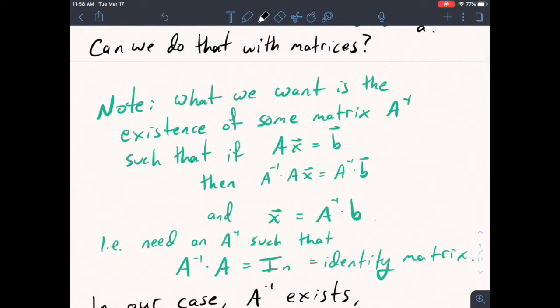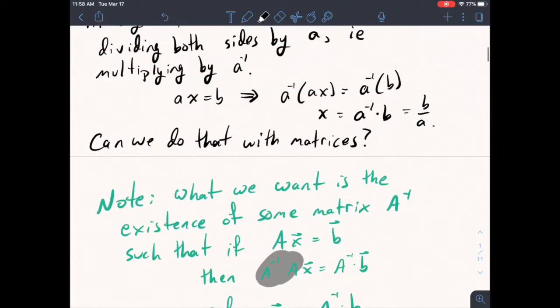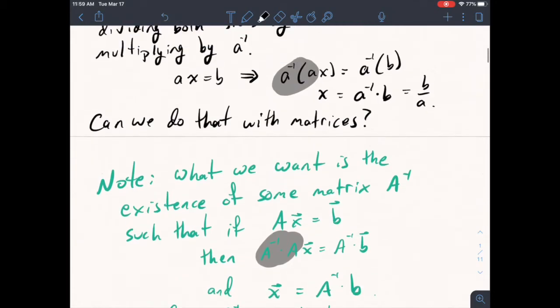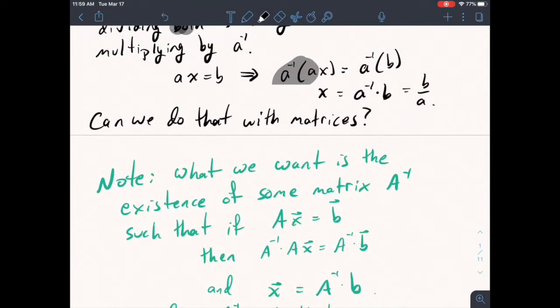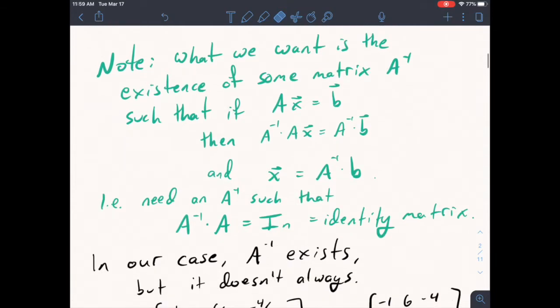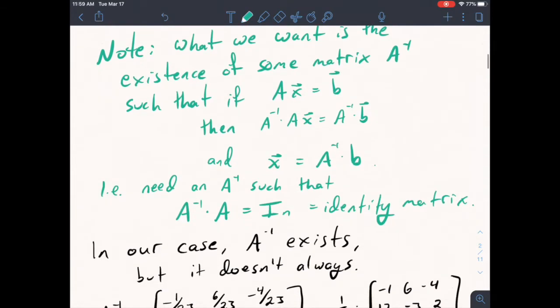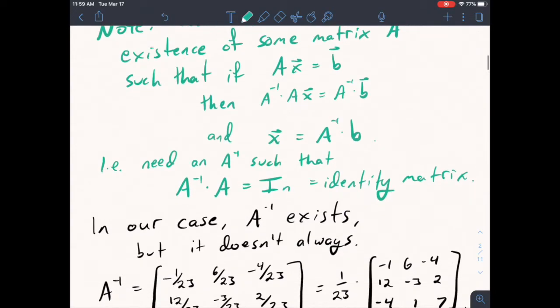So in other words, for this A inverse A to cancel, I really want to think of this as just, in the algebra case, A inverse times A is equal to 1. So what is our 1 with matrices? Well, it's the identity matrix. So really I'm looking for an A inverse such that A inverse times A is equal to the identity matrix for some value of n.